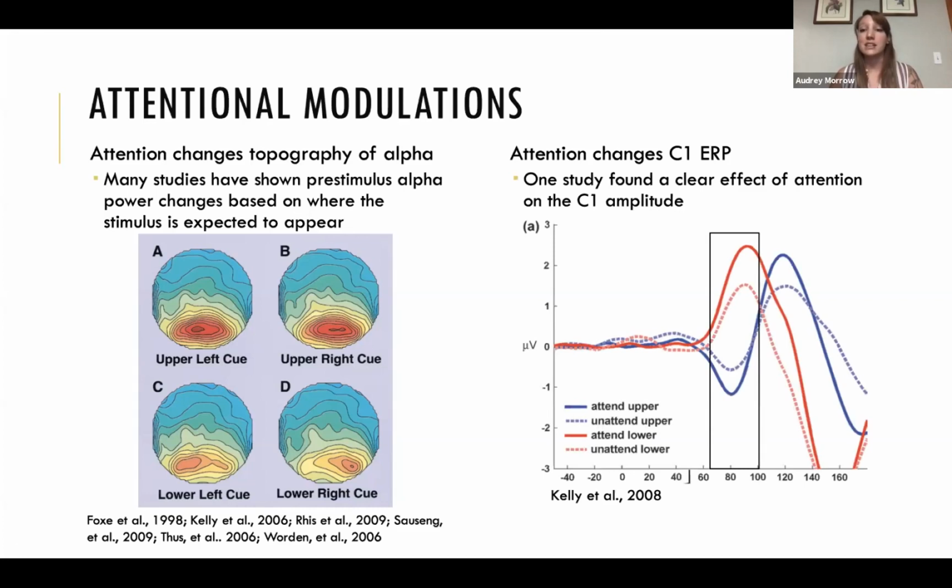One study found a really clear attention effect on the C1 amplitude. If you look at the solid lines, these are for attended trials where the stimulus appeared in the visual field that was anticipated. And so the C1 response is a lot stronger when you are attending to the appropriate visual field as compared to the dashed lines where you are not attending the appropriate visual field. But there is a lot of debate actually about whether attention can modulate the C1 ERP. Another group replicated this study, this Kelly study, pretty closely as far as the methods were concerned, and they did not find an attentional modulation of C1.